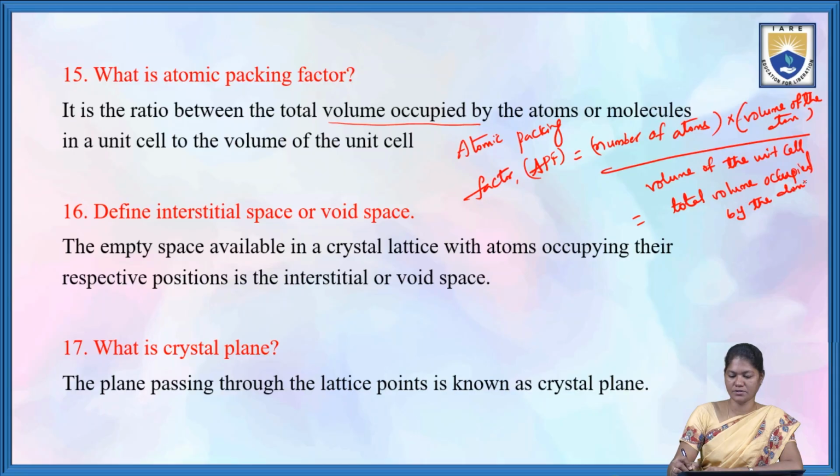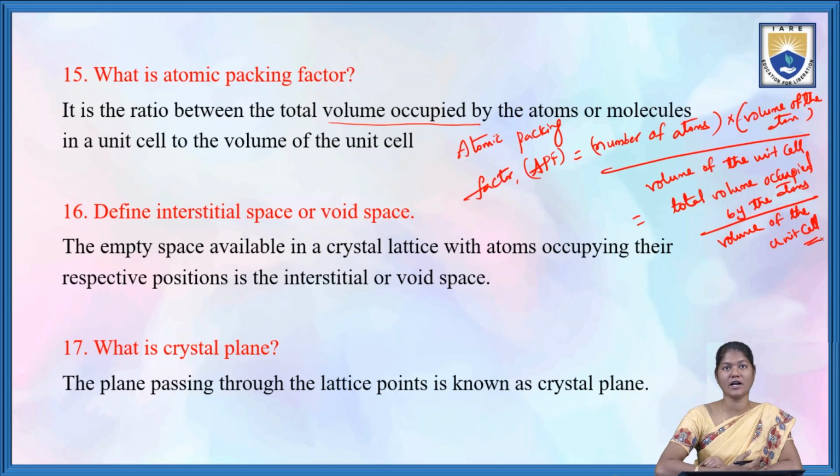The atoms divided by volume of the unit cell. So atomic packing factor is the ratio between total volume occupied by the atoms to the volume of the unit cell.